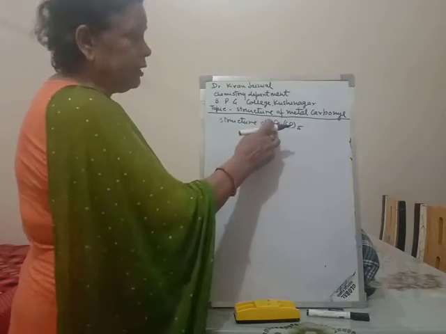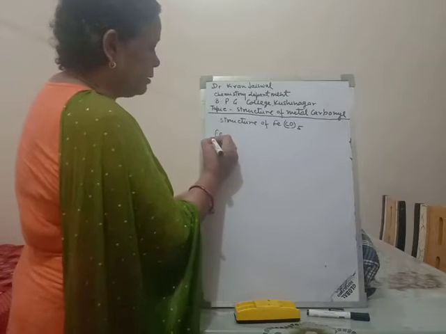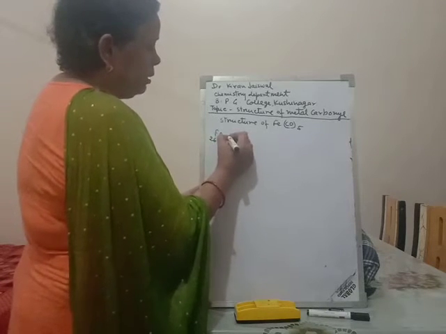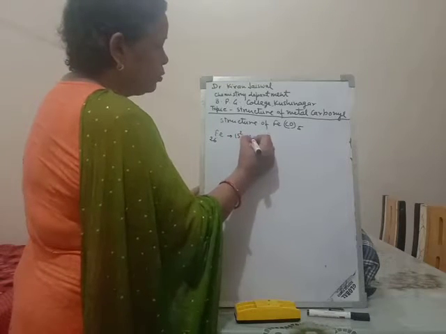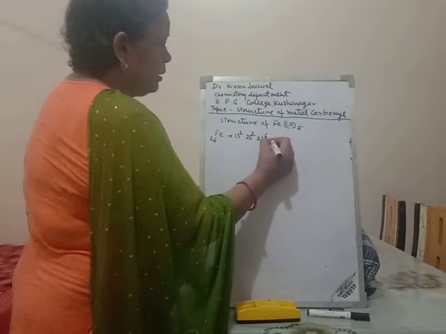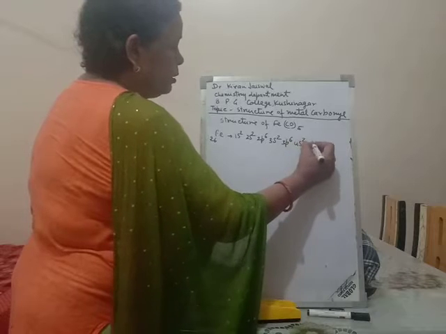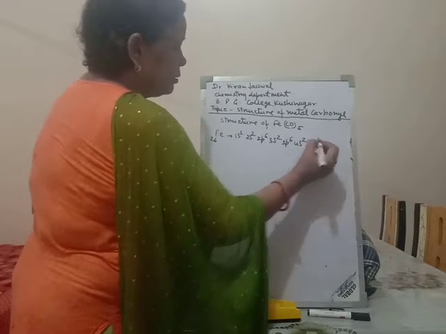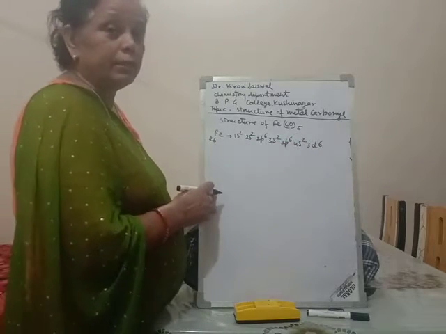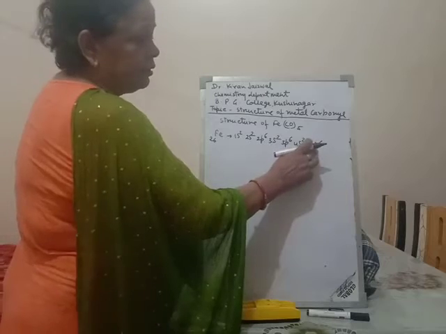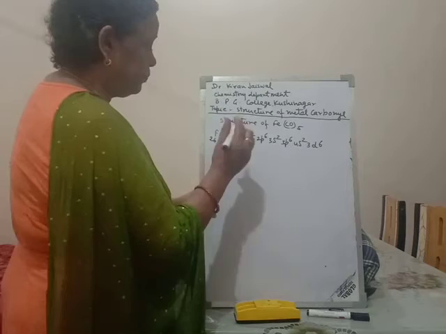First of all, we write the electronic configuration of iron. Iron has atomic number 26. The electronic configuration is 1s2, 2s2, 2p6, 3s2, 3p6, 4s2, 3d6. In the d orbital there are 6 electrons, so iron is called a d6 system.